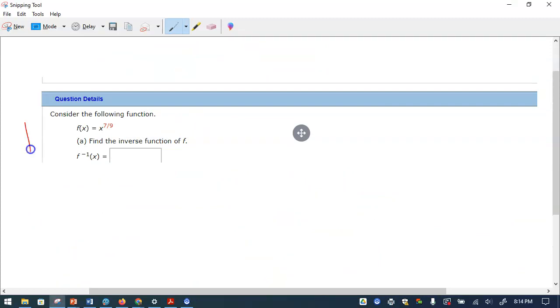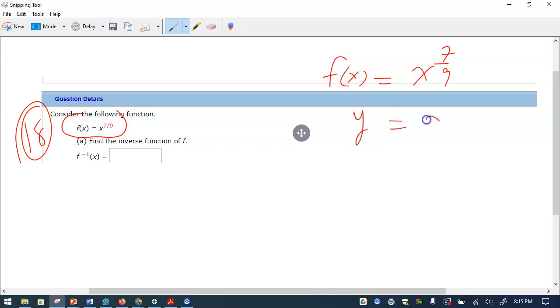The last question, problem number 18, you are given f of x. What this means is find the inverse. So put y equals x to the 7 over 9. Replace x and y. So x becomes y to the 7 over 9, which I write this way, and it is x. And now you multiply by 9 over 7 on both sides.